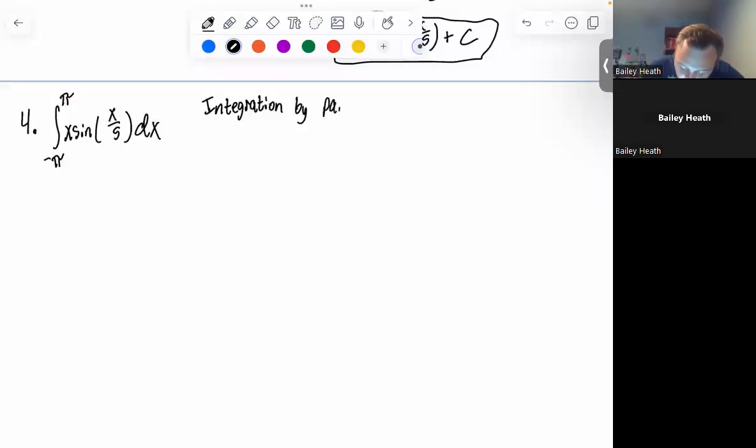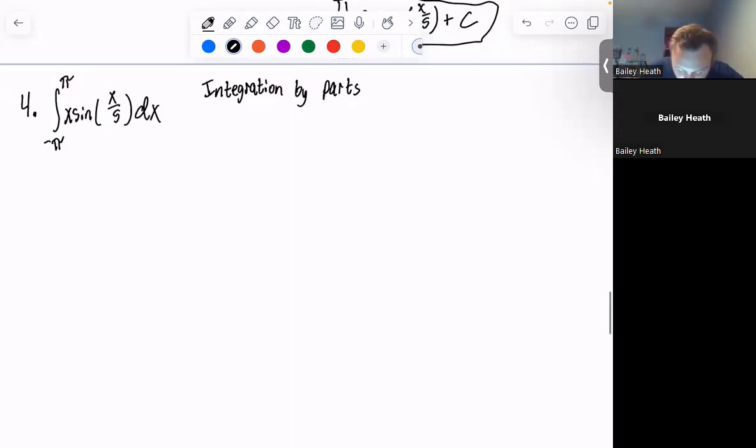And in particular, what am I going to choose to be my u and my dv? Well, that is a great question. I'm so glad that you asked. There's a couple of choices that we could make here. So first, I'll just go ahead and write down my symbols that I'm going to need.